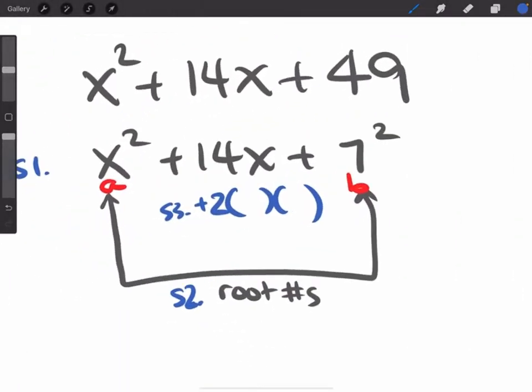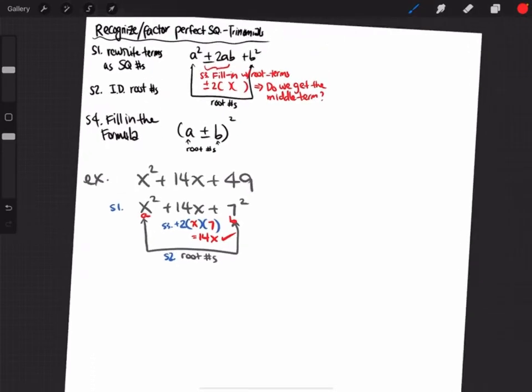And then you fill it in. Your A right here is X. Your B right here is 7. And then 2 times X times 7, that is indeed 14X, the middle term. Okay, we got our middle term.